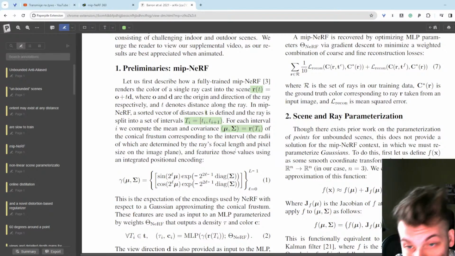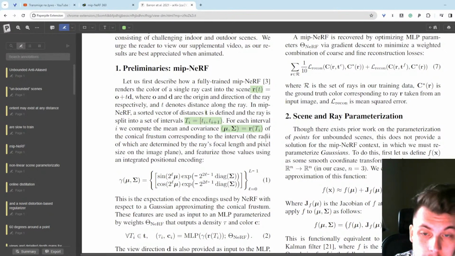Yeah, and those Gaussians are of course fitted to the size of the cone there, right? Okay. And we featurize these values using the integrated positional encoding. This is the main idea of the Mip-NeRF paper, right? So this is the integrated positional encoding, where you have this additional term here, right?